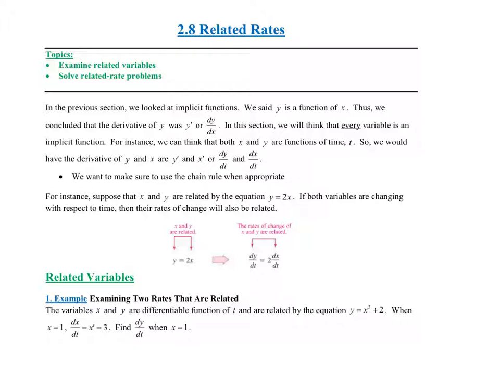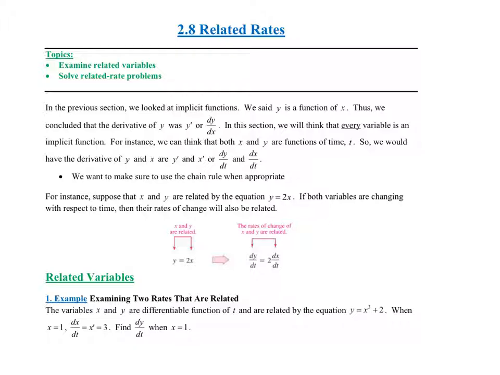So it says in the previous section, we looked at implicit functions. We said y is a function of x. Thus, we concluded that the derivative of y was y prime. And remember, we use y prime, not dy dx, okay? It says in this section, we'll think of every variable as an implicit function. So not just y's, also x's. For instance, we can think of both x and y as functions of time. So the derivatives of y and x would be y prime and x prime, respectively.